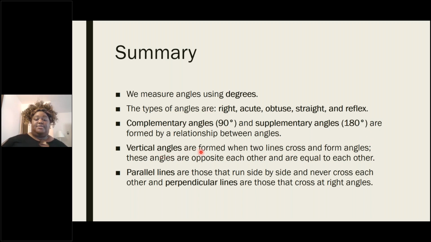Then we have vertical angles when 2 lines cross and then they form angles, and those angles are opposite each other and they're equal to each other. And then vertical angles we'll see also when we bring in lines. So we bring in parallel lines, which are those that run side by side and they never cross each other. They can give us relationships between angles as well. And then perpendicular lines are those that just cross, almost in that cross formation, and they always form right angles in 90 degrees. So this lesson was just to give you an introduction to angles.